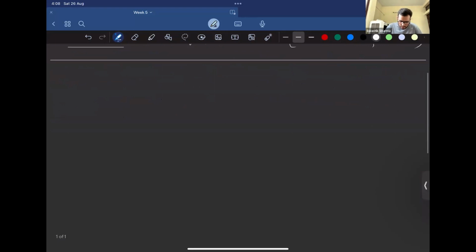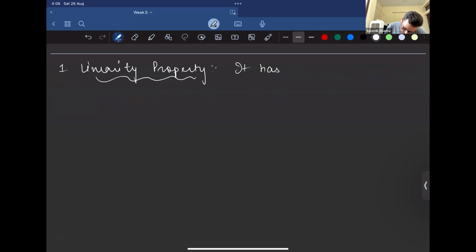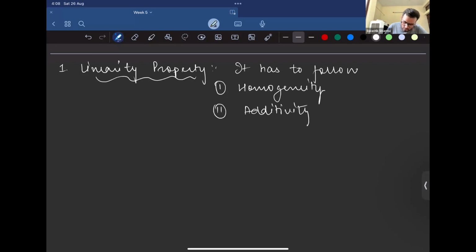Okay, in the last week, we started discussing circuit theorems, but first we discussed the linearity property of a circuit. For a circuit to be linear, it has to follow the principle of homogeneity and the principle of additivity, where homogeneity is, if we scale the input, the output has to be scaled by that number only.